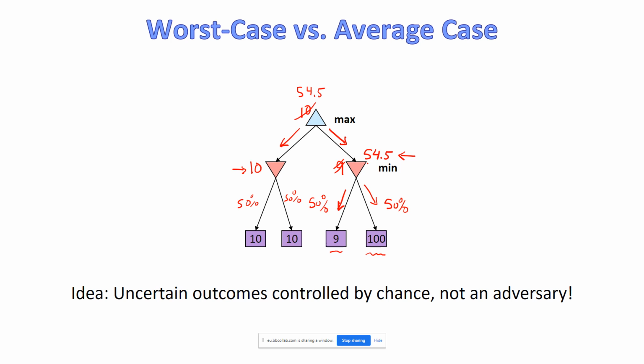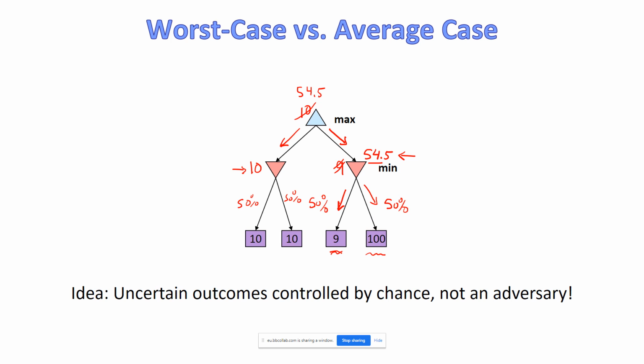How did we get 54.5? It's the weighted average of the values here. We'll talk about that formally, very soon. But for now, because we have a 50-50 chance, we either get 9 or 100. So on average, we'll get 54.5. Now, is it the case that if we played the game, we will actually get 54.5? Of course not.